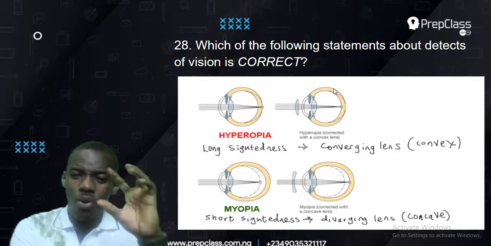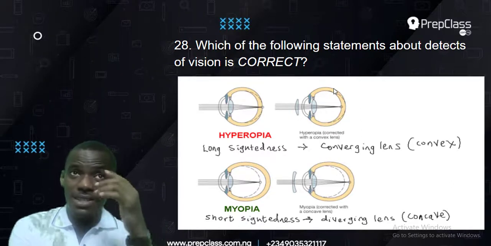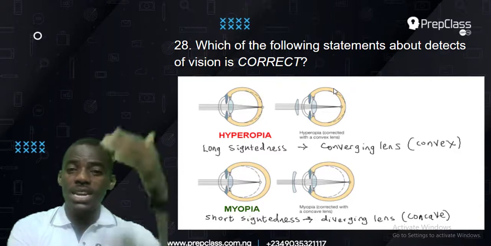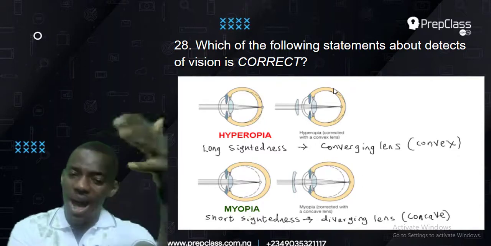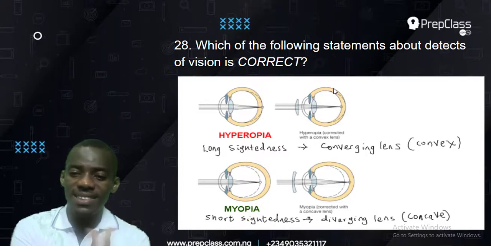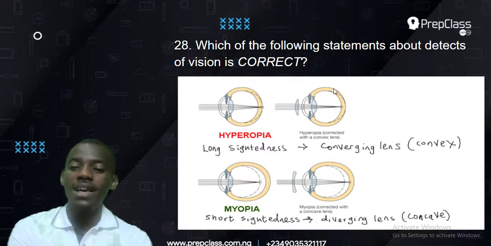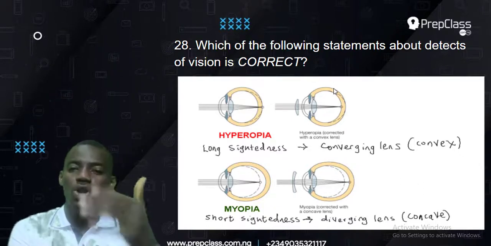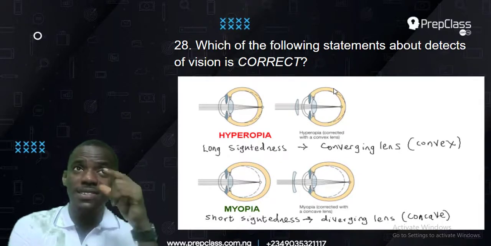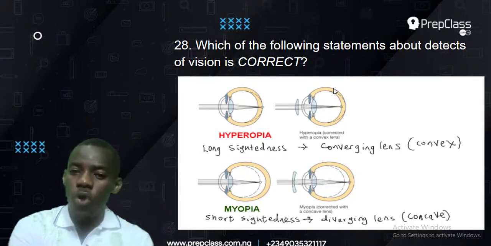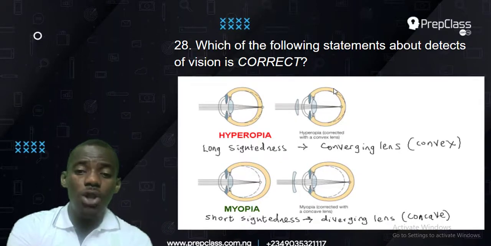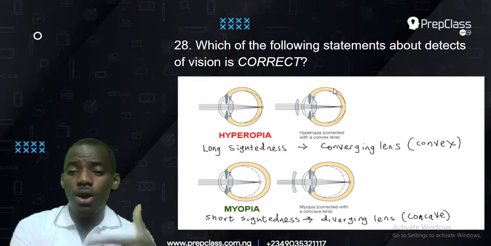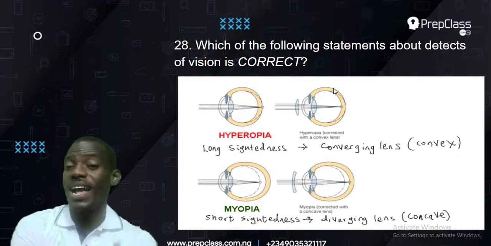So the person who has long-sightedness cannot see things that are close. So if you are using a convex lens, the person can only see what is far. It makes the thing that is close become far. You know, a convex lens or converging lens makes things that are close look far. So the person will be seeing it as far. So don't forget that long-sightedness is corrected by a converging or a convex lens.